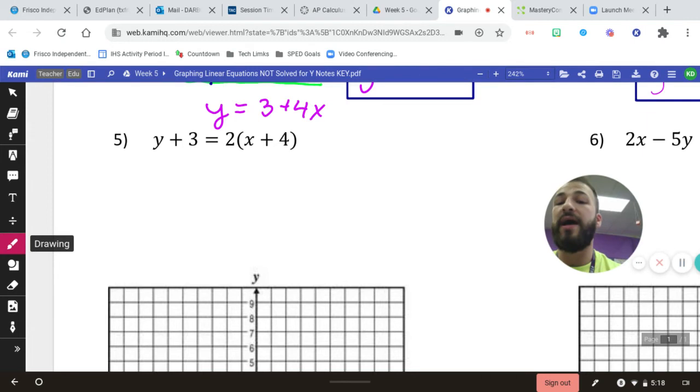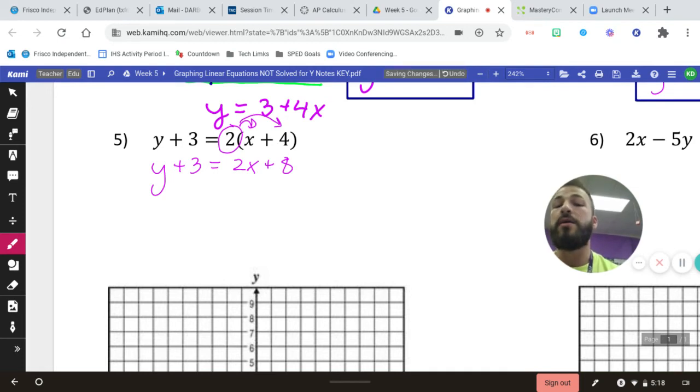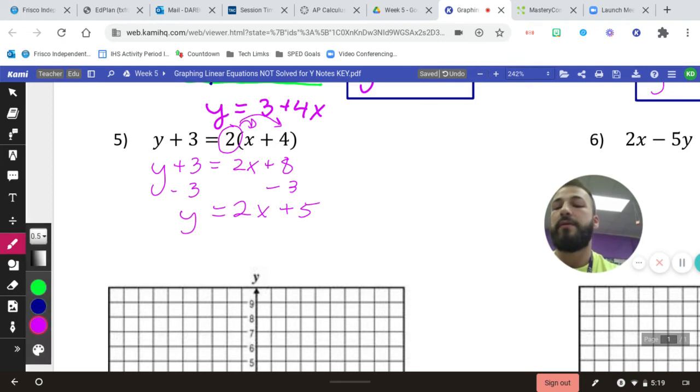So once again, I have a number outside my parentheses that I'm going to distribute. So I distribute 2 to both. So y plus 3 is equal to 2x plus 8. Okay, from there, I need to move the 3. So minus 3, minus 3. Remember again, I'm subtracting the constants because they're the same kind of term. So y is equal to 2x plus 5.